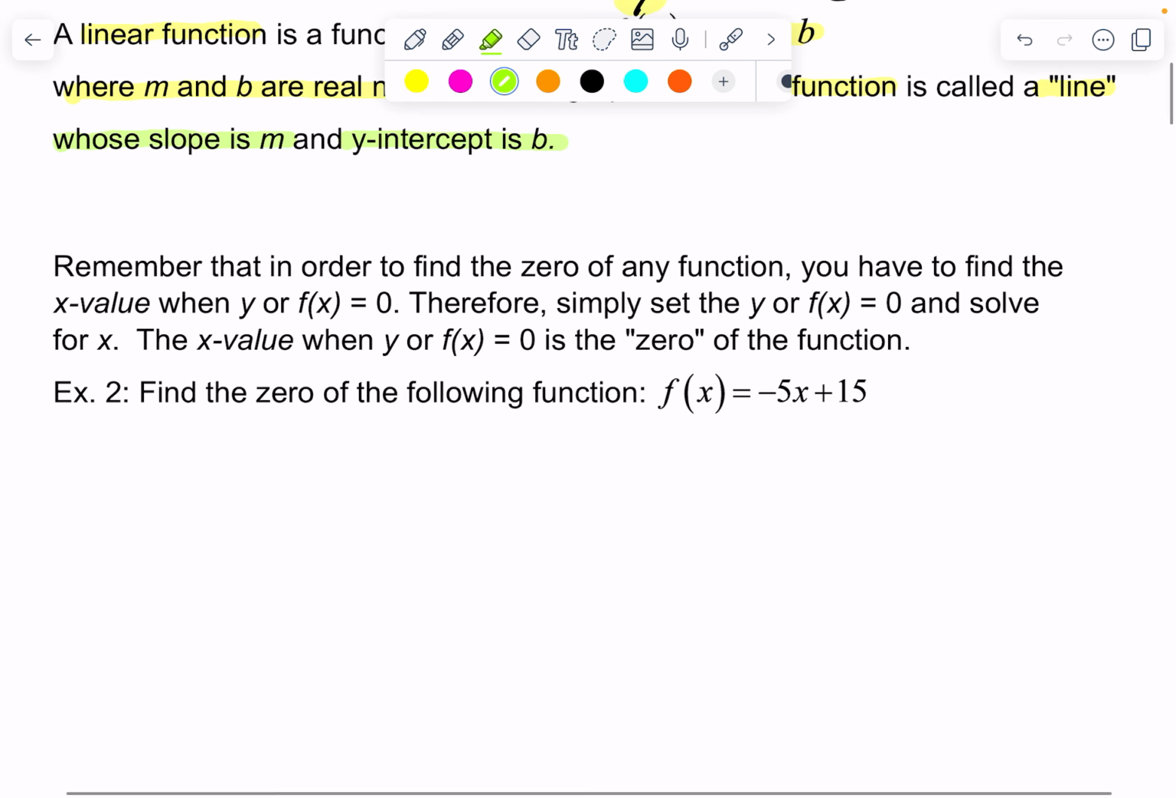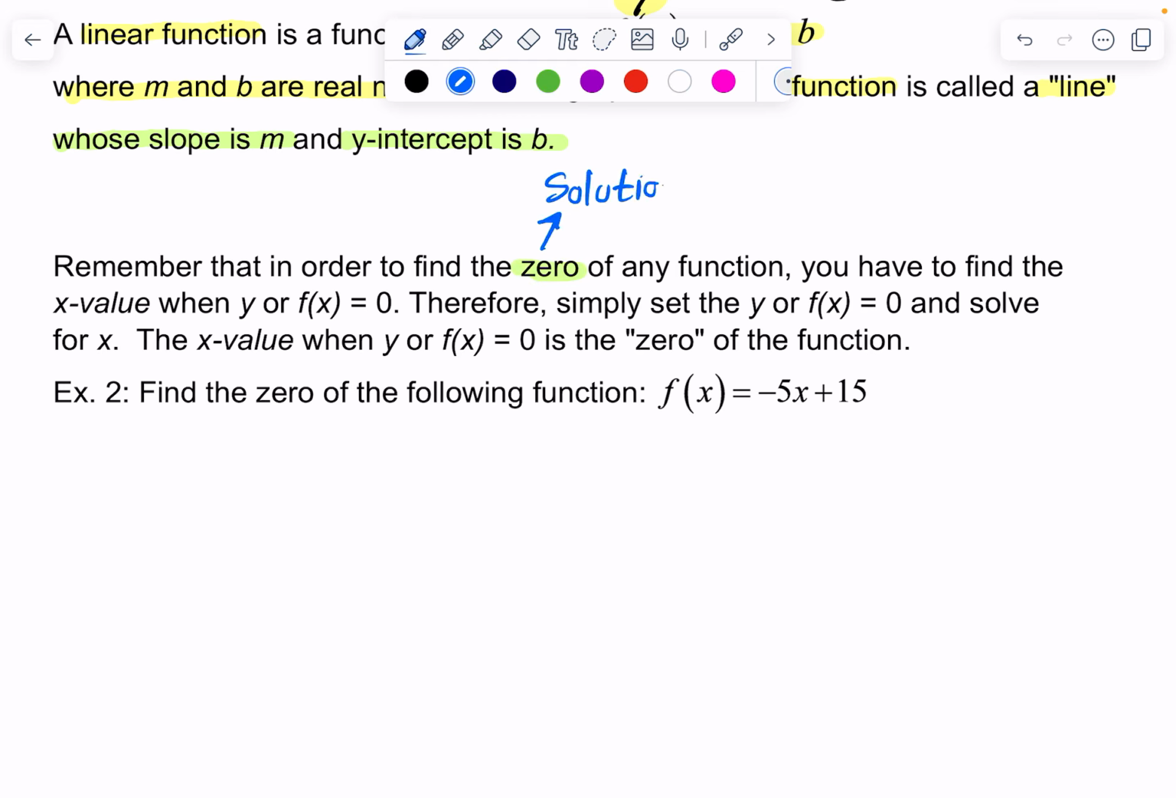Let's also remember that in order to find the zero, or in other words, the solution of any function, you have to find the x value when y or f of x is 0. Therefore, in order to find a 0, simply set the y or f of x equal to 0 and solve for x. The x value when y or f of x equals 0 is the 0 of the function.